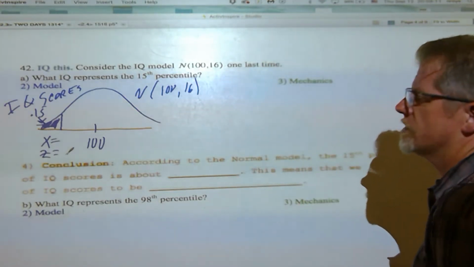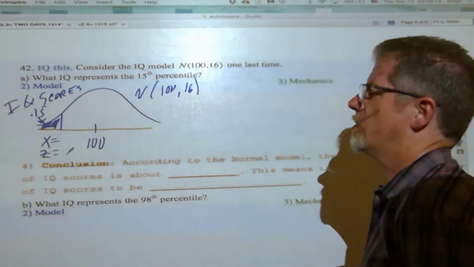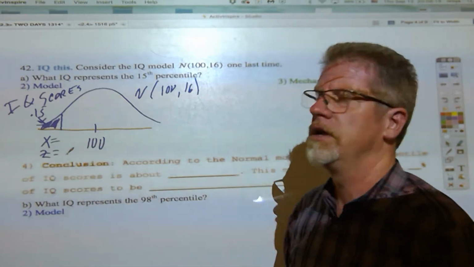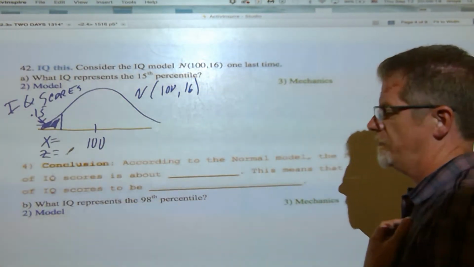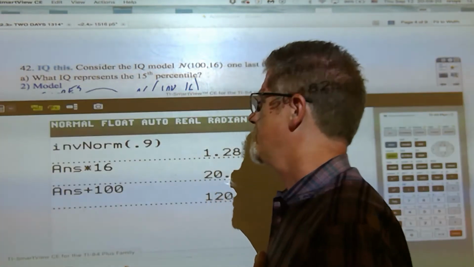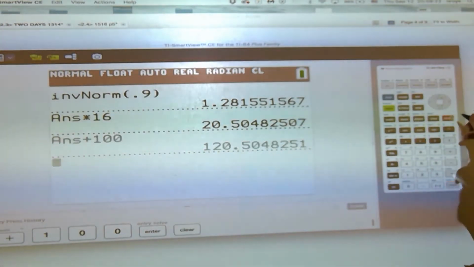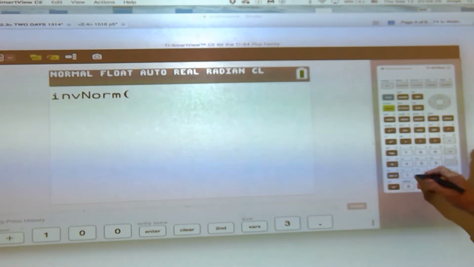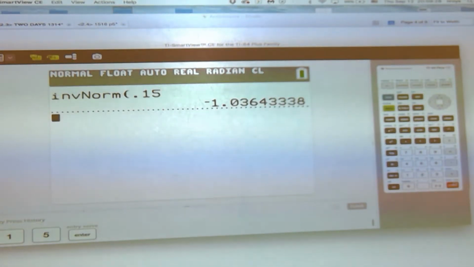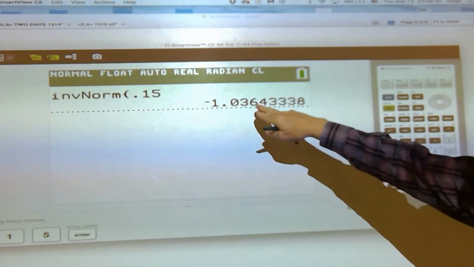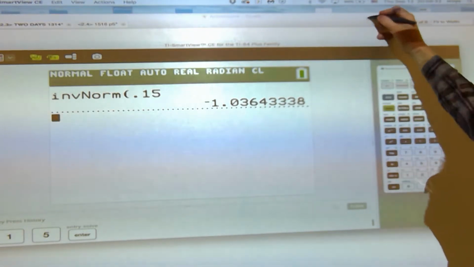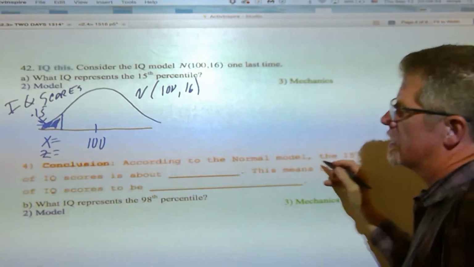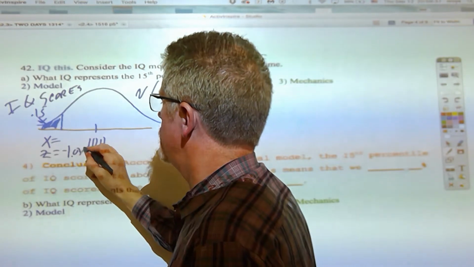Go ahead and use inverse normal to find the Z score that corresponds to the cutoff that's considered to be the 15th percentile. This one's not too bad because we're given the left area. The left area is 0.15. So the Z-score there is negative. We expected it to be negative. Negative 1.036. So we're talking negative 1.036.